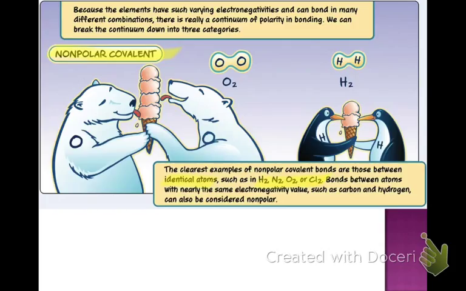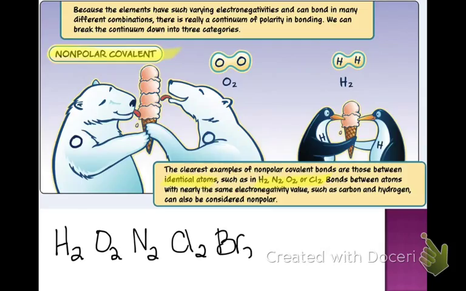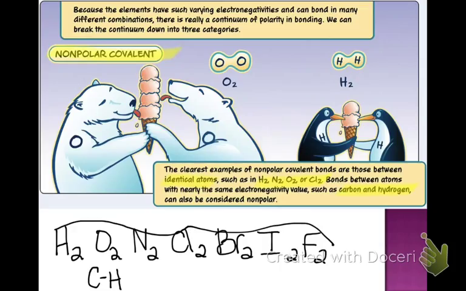Hey, we know these. These are our Hunkelgriffs, or our diatomic molecules. So we have H2, O2, N2, Cl2, Br2, I2, and F2. Bonds between atoms with nearly the same electronegativity, such as carbon and hydrogen, can also be considered nonpolar. So carbon and hydrogen will also be nonpolar. So we'll put carbon-hydrogen in there too. So these seven Hunkelgriffs plus the carbon and hydrogen, if we have bonds between two hydrogens, two oxygens, or carbon and hydrogen, they're all going to be nonpolar.